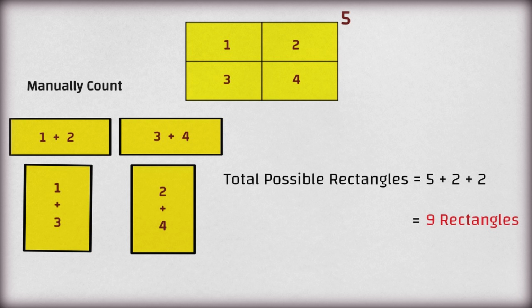But in order to calculate faster, we have one simple trick in order to calculate total number of rectangles in such figures. And the trick goes like this. First, mark total number of columns present in the figure. In this figure, let's start from the left top rectangle. So there are 1 and 2 columns present in this figure. Similarly, we mark total number of rows in this figure. And we can see there are 2 rows in this figure.